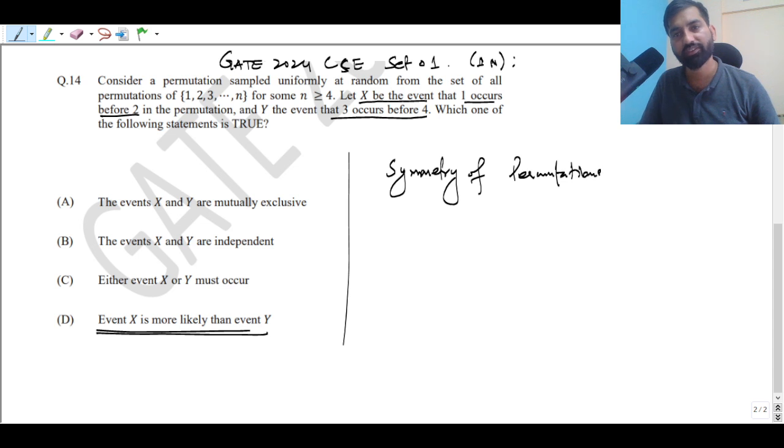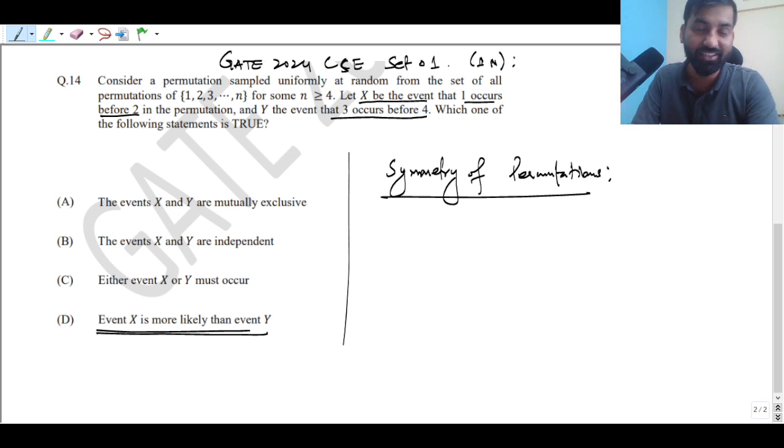See, we know permutation: we have to arrange numbers, fill the vacant spaces to form a number. But the thing is, we have to use this symmetry concept, and you can solve this question in the next 30 to 40 seconds. Otherwise, you would have to find all the cases, the probability of event x and then the probability of event y, considering all the cases, taking n equal to 4, the minimum value that n takes here.